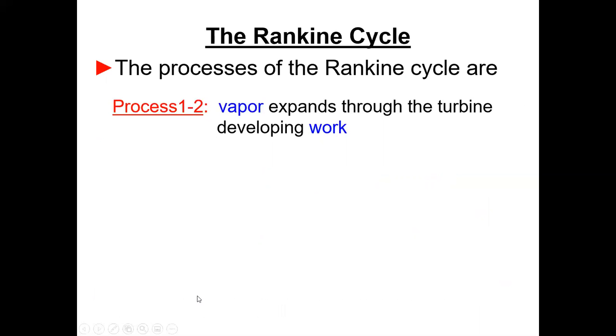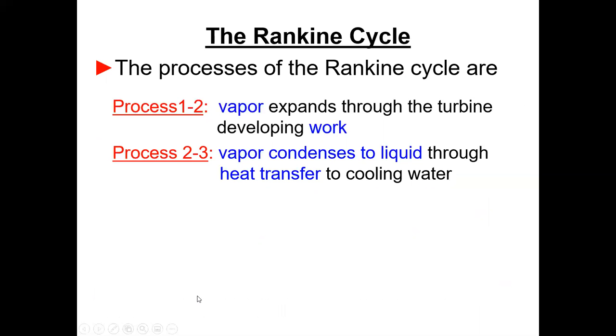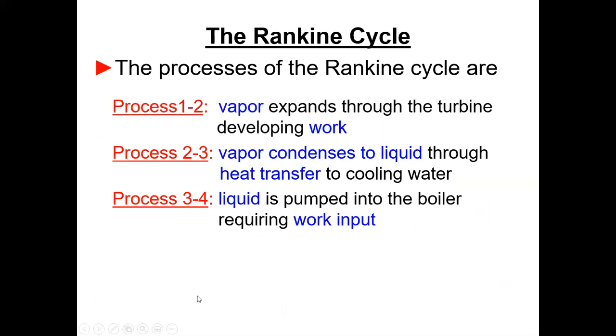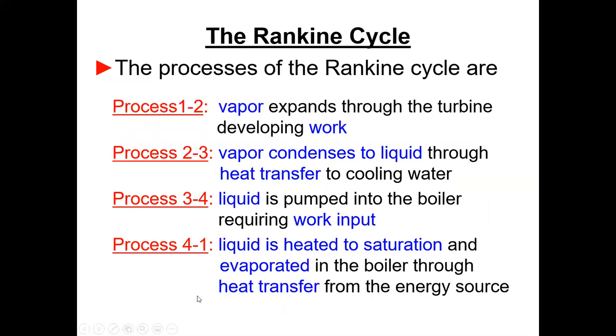Okay, the process is process 1 to 2. Vapor expands through the turbine, developing work. Process 2 to 3, vapor condenses to liquid through heat transfer to the cooling water or the cooling air, wherever it's being rejected to. Once we get it in the liquid state, we pump it back to the boiler, which requires work input. And then process 4 to 1, liquid's heated to saturation and evaporated in the boiler through heat transfer.